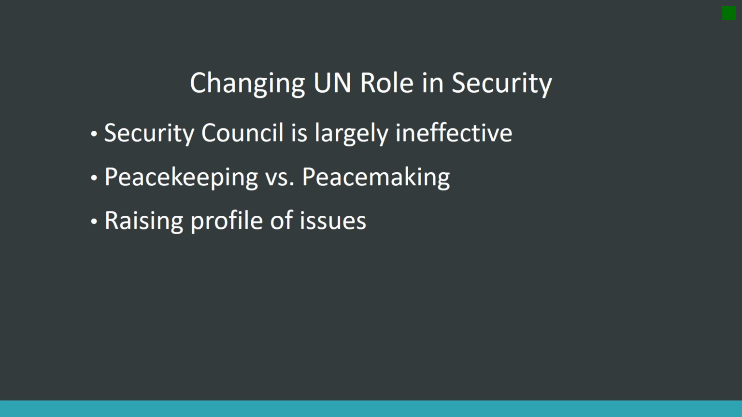That requires the consent of all of the parties involved. So if it's 2 countries at war, 3 countries at war, they all have to agree to have UN troops come in. Or if it's a civil war, both sides in the civil war need to agree.